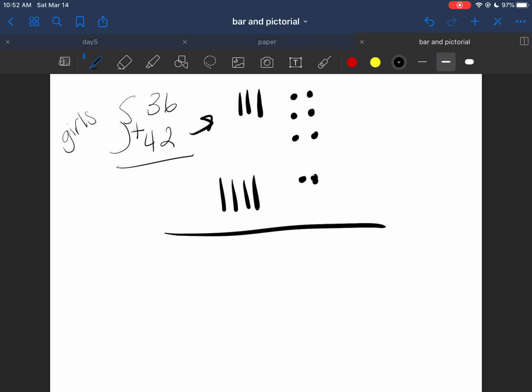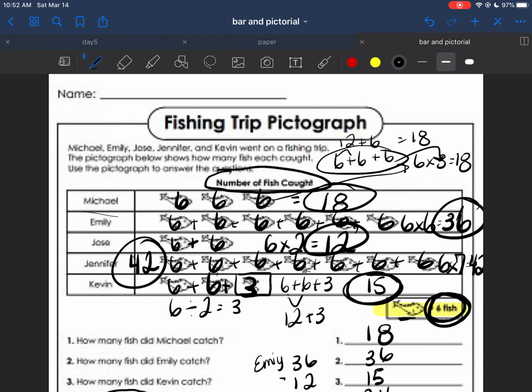What do I always add first? That's right, my 1s. 1, 2, 3, 4, 5, 6, 7, 8. And 10s. 1, 2, 3, 4, 5, 6, 7. So how many fish did the girls catch? 78.